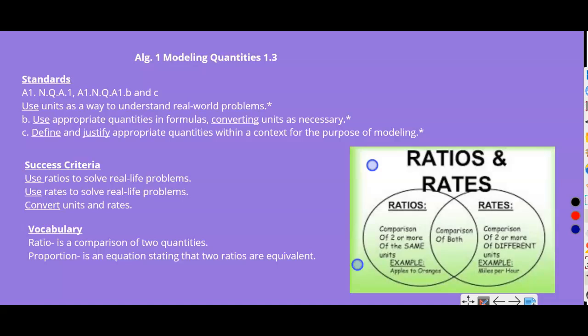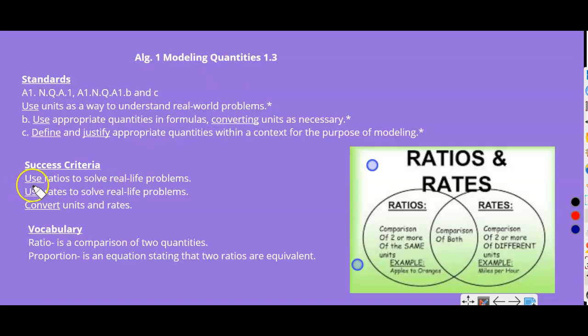Hey guys, so today we're going to talk about modeling quantities. And you've got the state standards here. Remember, we cover the standards in several different lessons, but the success criteria tells us what you need to learn in this lesson. So these come from your standards.